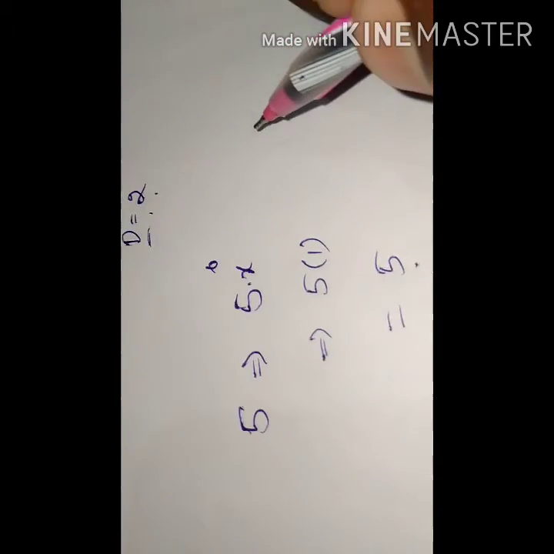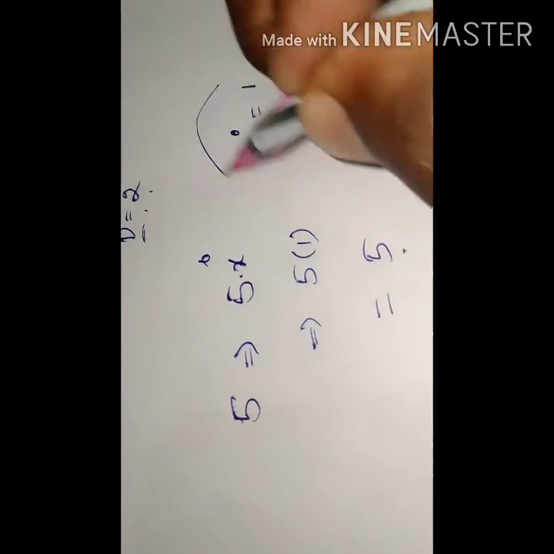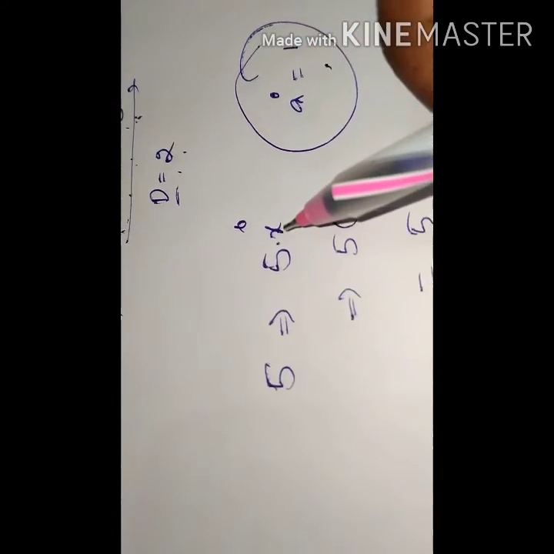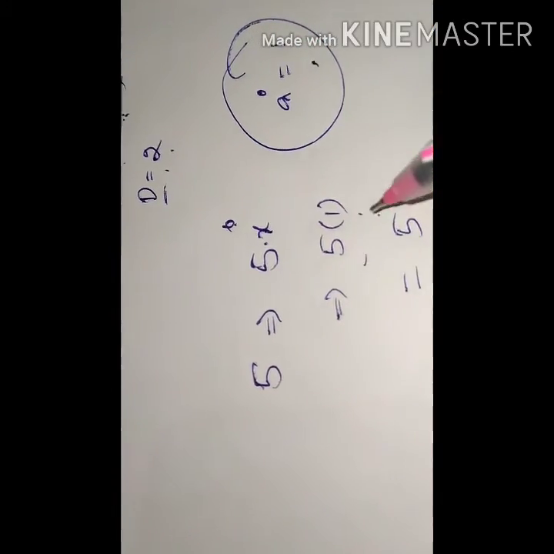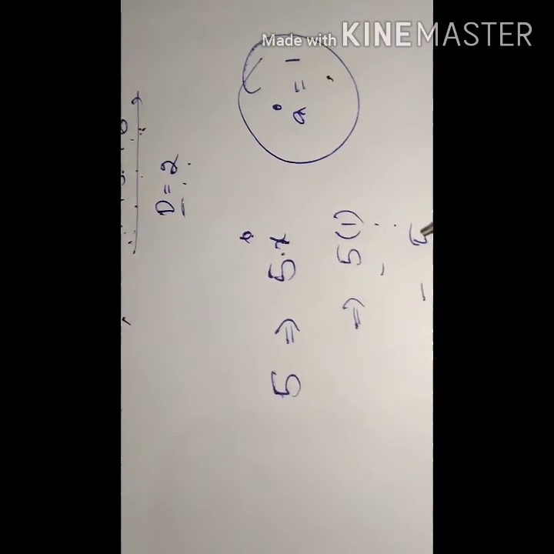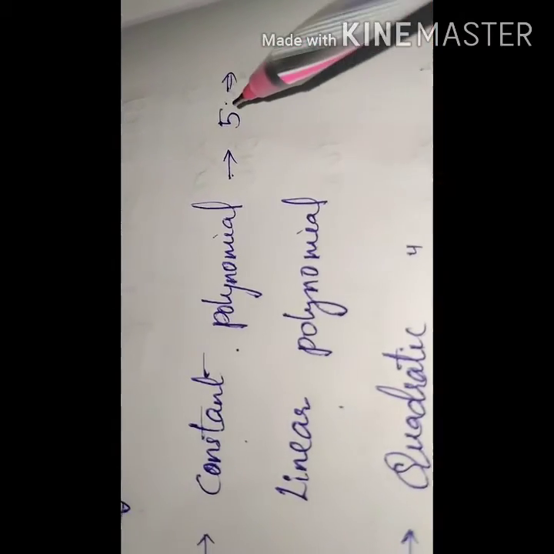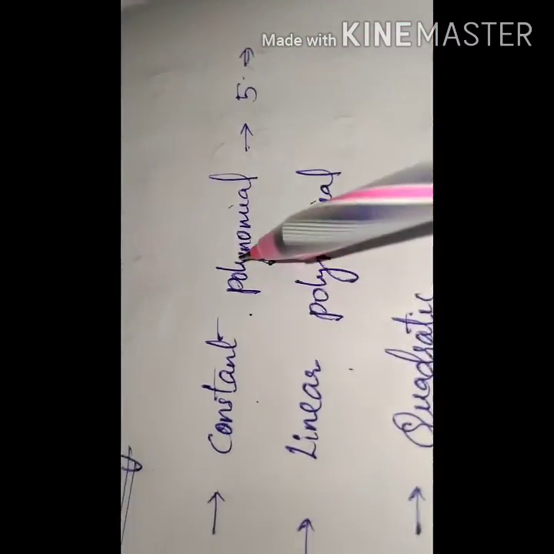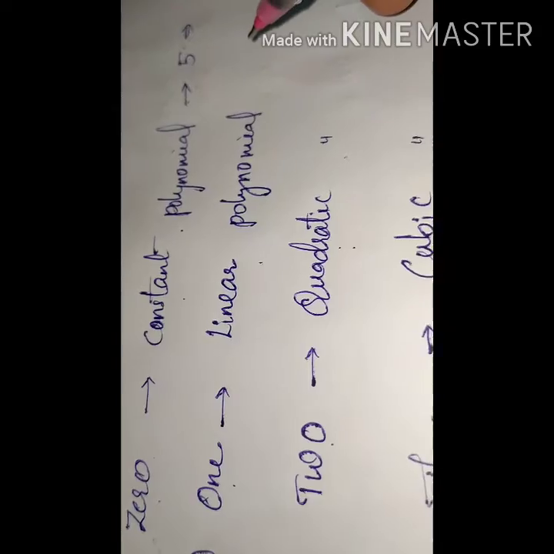So already we know a power 0 is 1. So similarly here x power 0 means 1. 5 into 1, 5. So a constant polynomial is always a numerical value, right? So this 5 is an example of a constant polynomial, right?